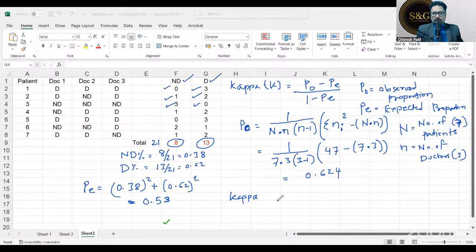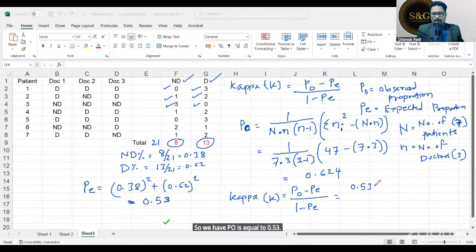Kappa K is equal to PO minus PE, as I have given above, divided by 1 minus PE. So we have PO is equal to 0.53 minus PE is equal to, this was done in the last batch. The PE calculation has been done. Sorry, PO is 0.62, sorry, that's my mistake.